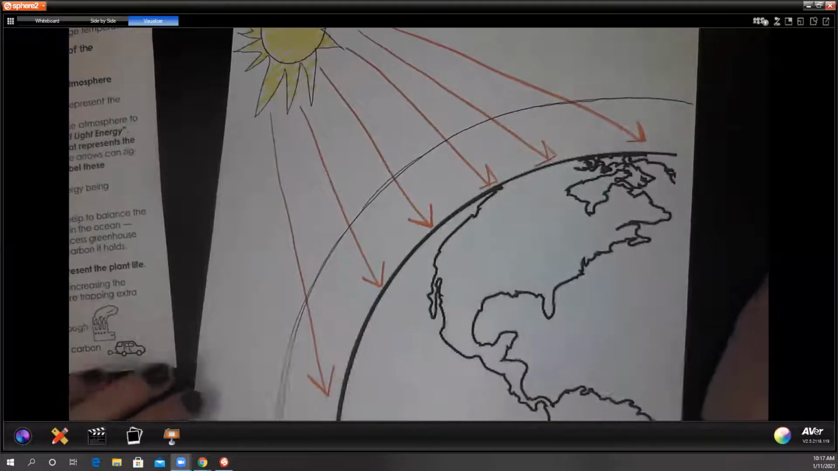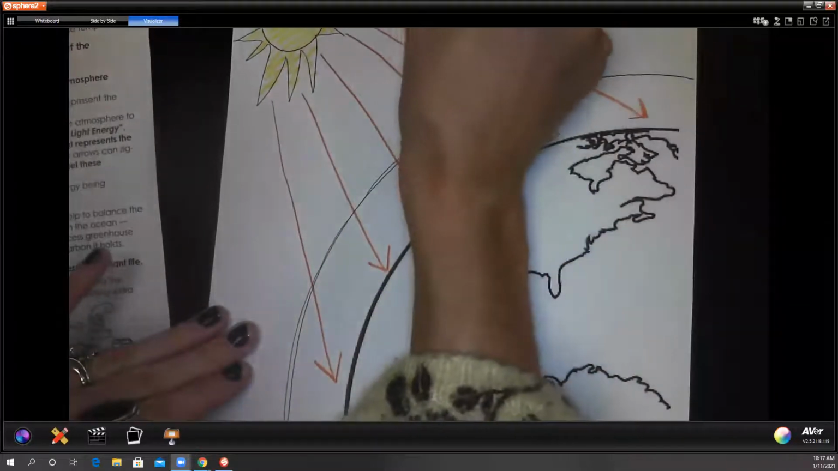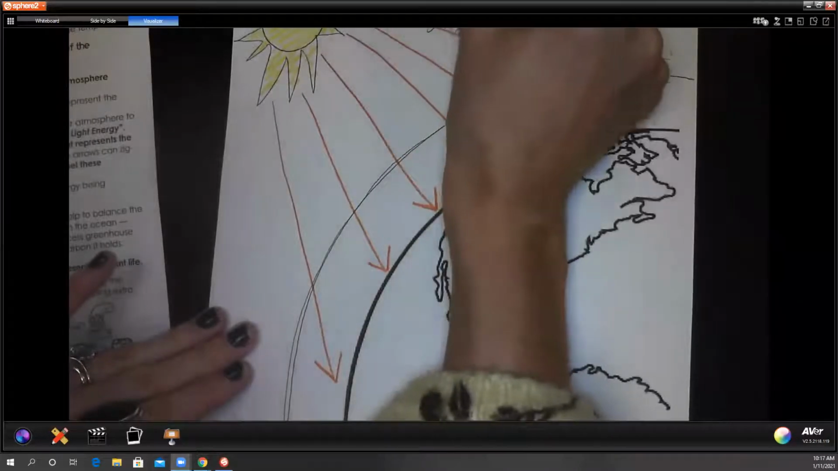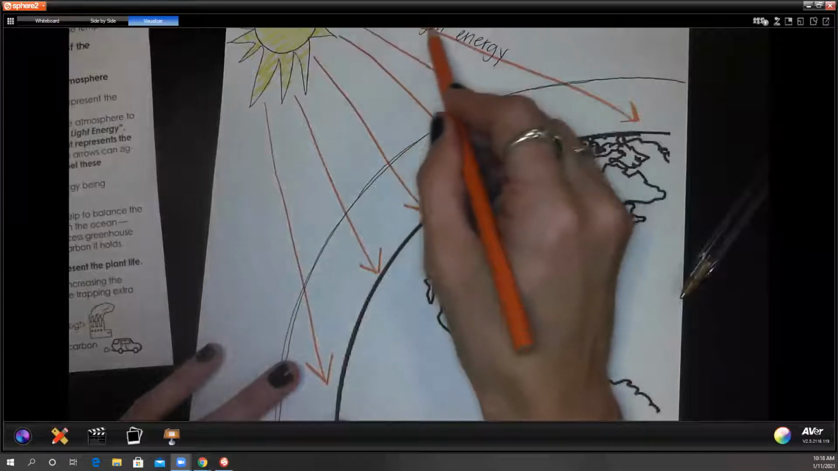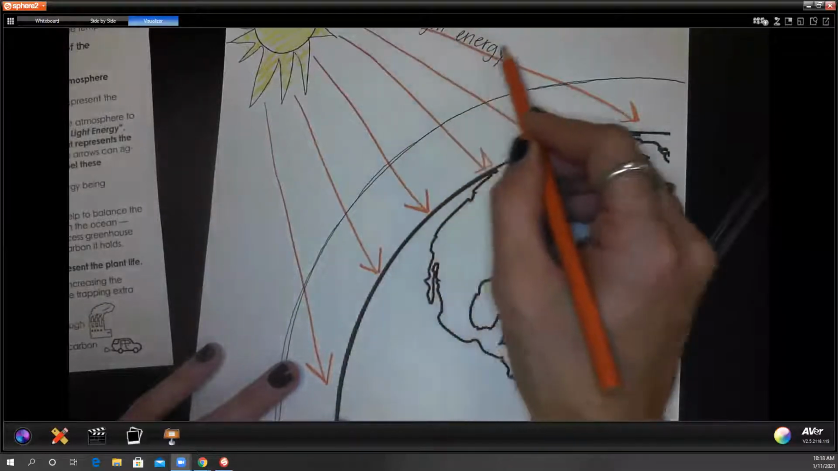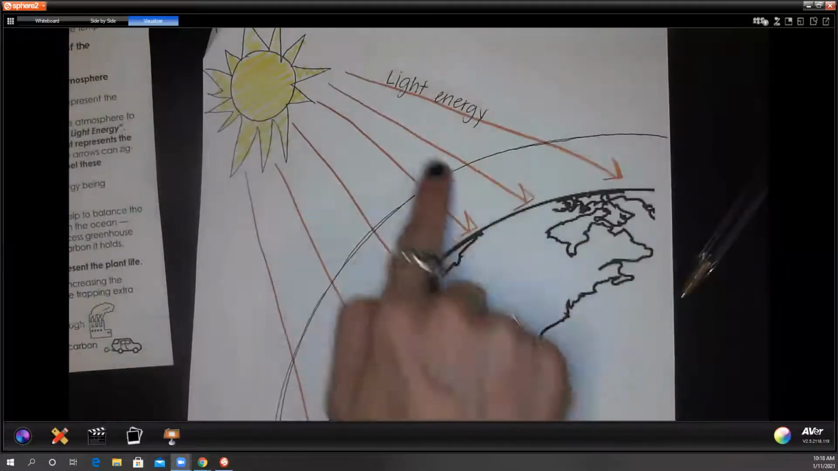Label them light energy. And I'm going to shade behind it so I know that all of the orange is light energy. So all of these are light energy.